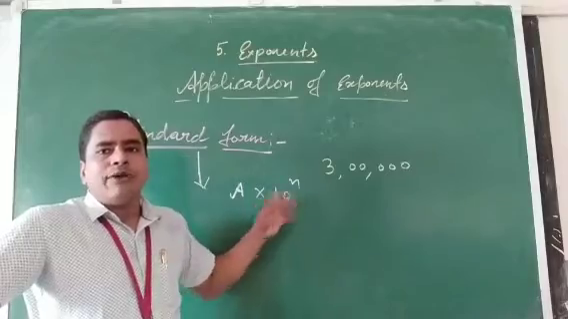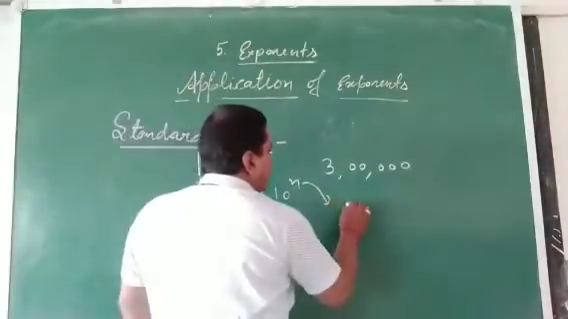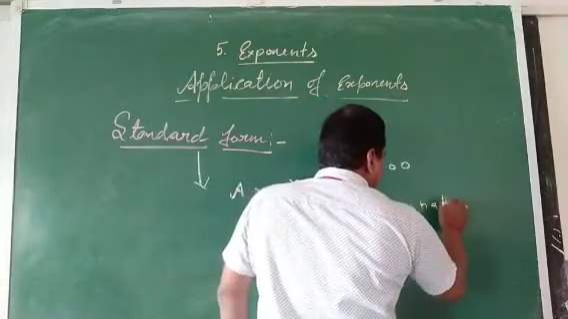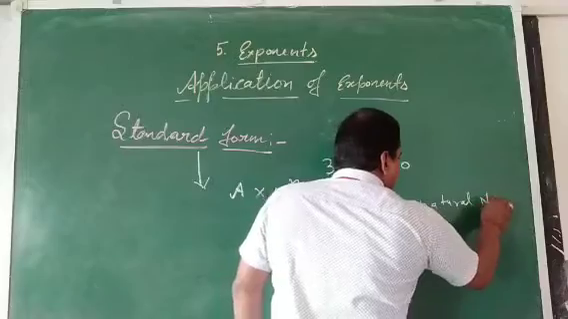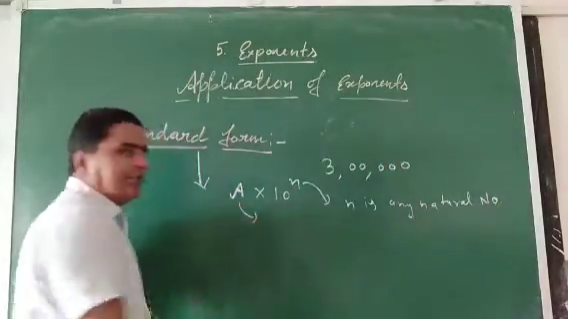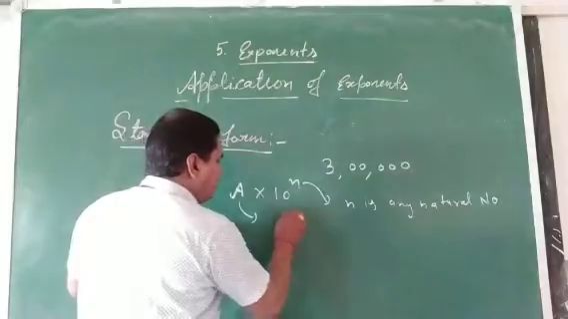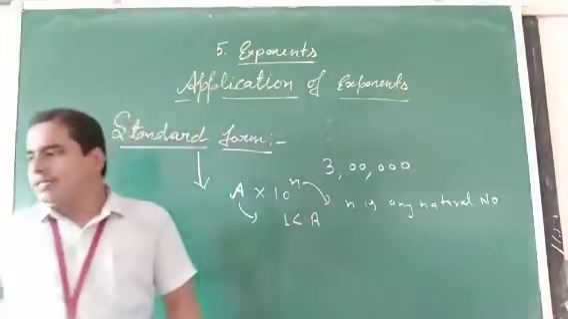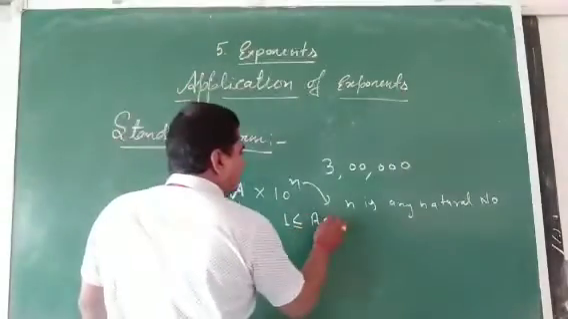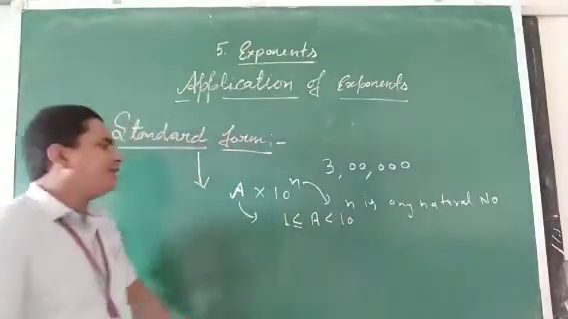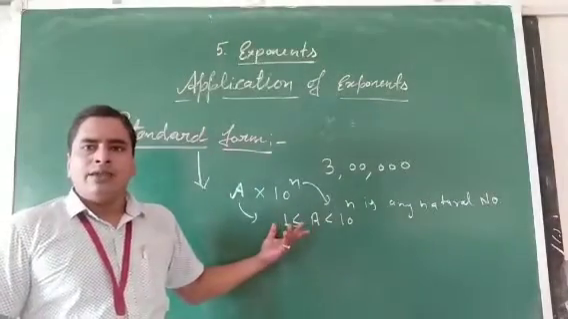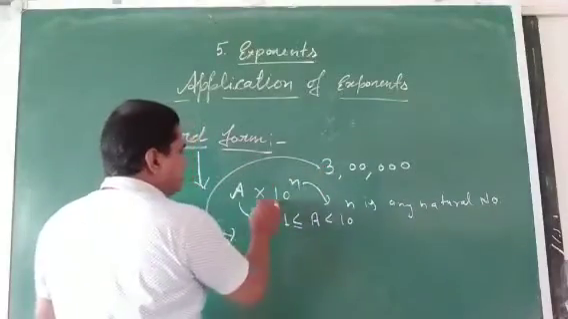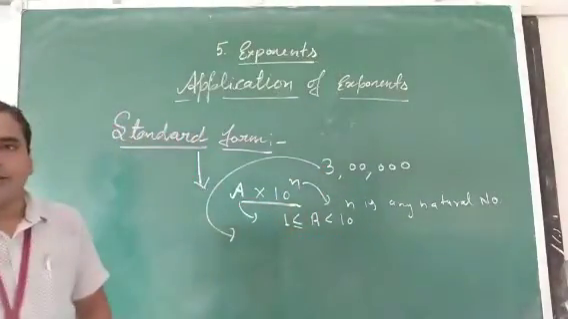A into 10 to the power n. Here n is any natural number. And what is A? The value of A lies between 1 to 10, means in between 1 to 10 and maybe also 1. Clear? So how can we express this standard form? A into 10 to the power n.